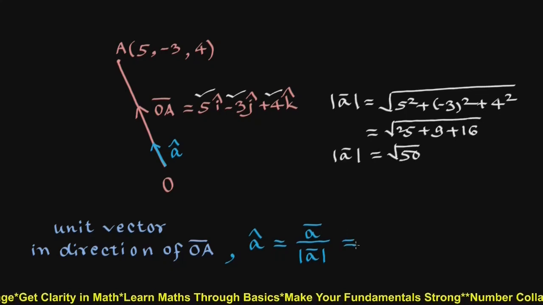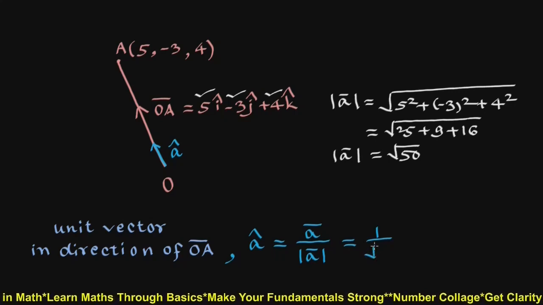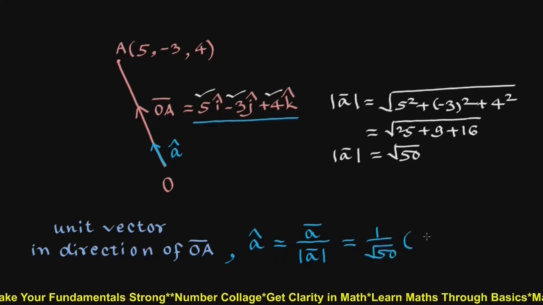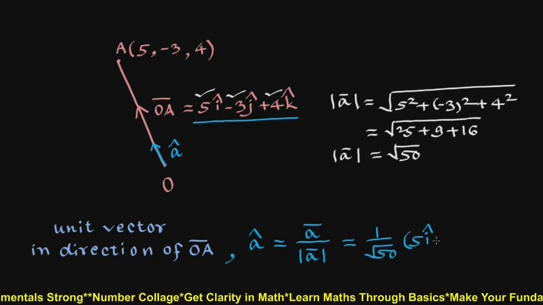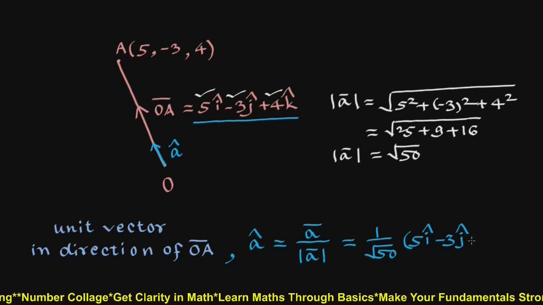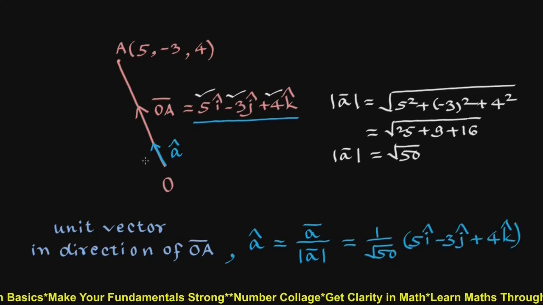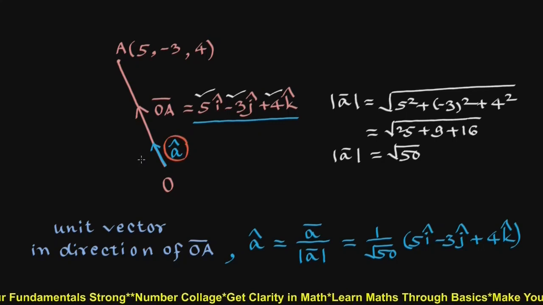So a cap will be 1 upon root 50 into OA bar, which is 5i cap minus 3j cap plus 4k cap, which is this unit vector.